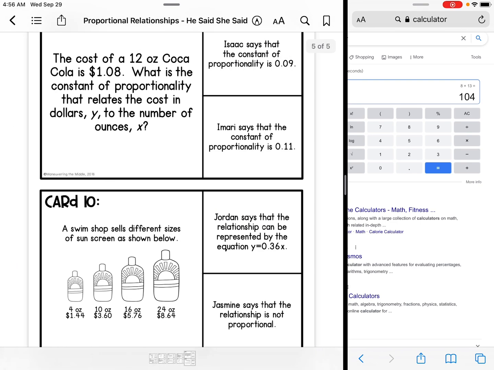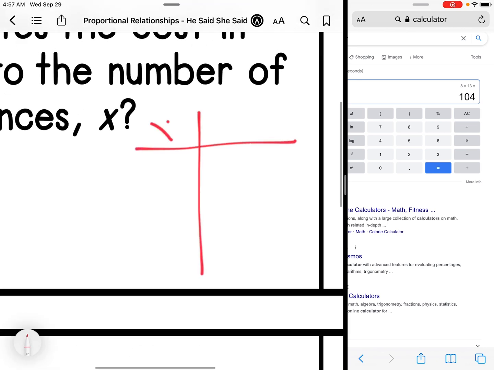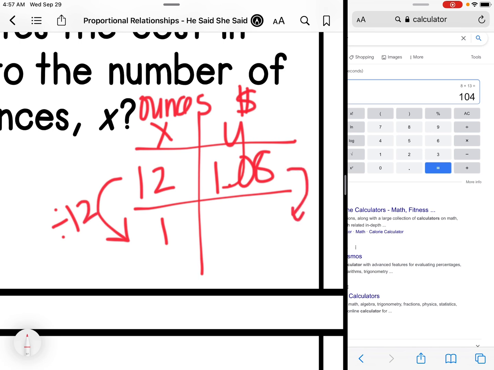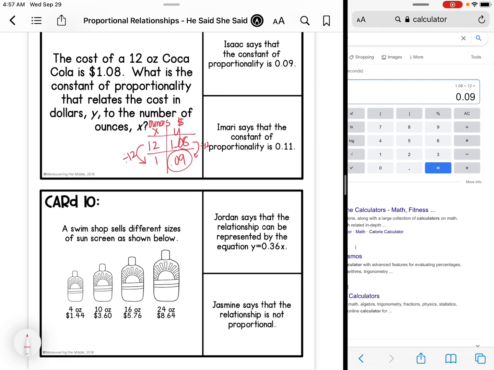The cost of Coca-Cola is $1.08. What is the constant of proportionality that relates the cost in dollars y to the number of ounces x? Well, they want to know per ounce. So 12 ounces is $1.08. I need to find out for 1. So I'm going to divide by 12. 1.08 divided by 12, I get 9 cents per ounce. So Isaac is right.